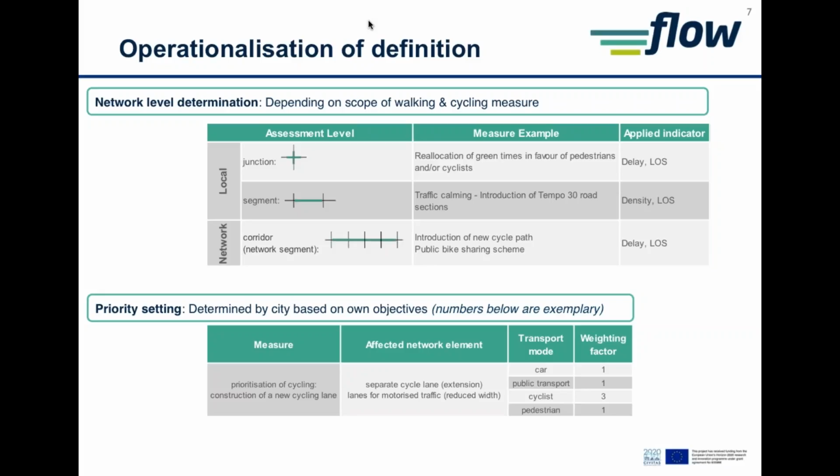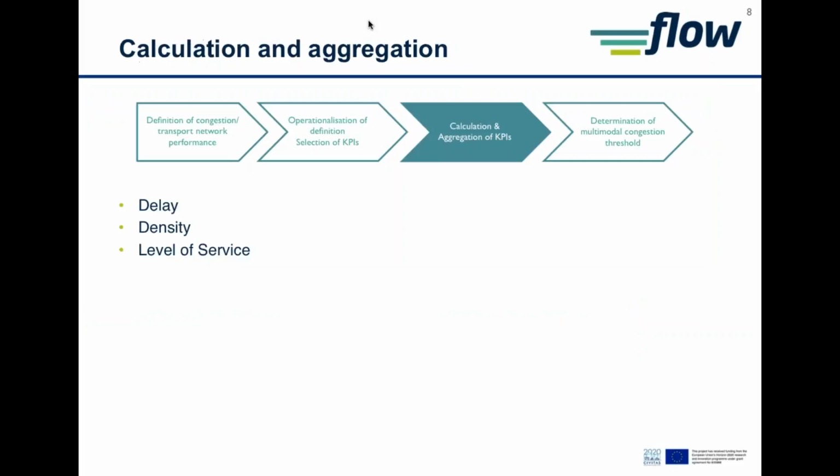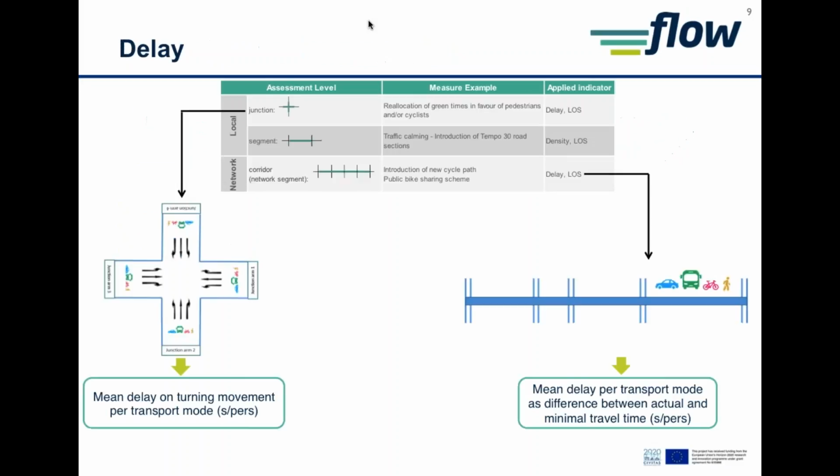Here in this lower table, this is just an example. We have put the priority on cyclists with a weighting of 3, and I will explain in later slides how we incorporate this into the calculation process. All right, and here we are already at step number 3, the calculation of those 3 indicators and the aggregation of them.